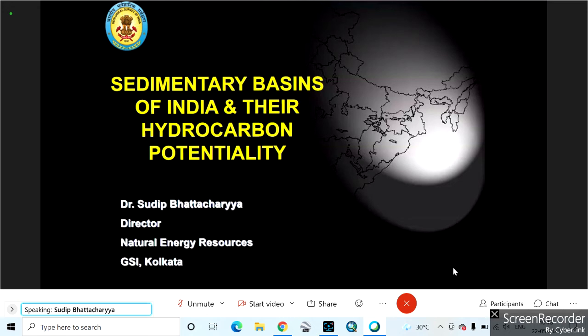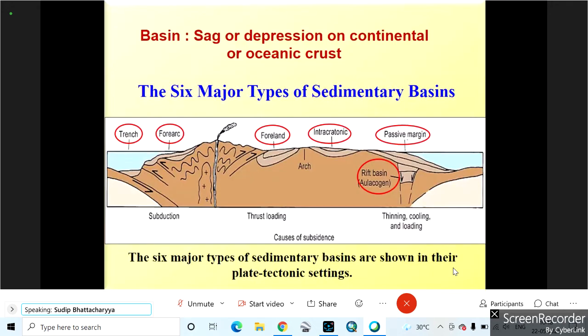So some basics will be there, just to reconcile yourself, that I know these things. It is just the interaction, and for remembering the earlier things, and that's why I have separated these things like that. So first I am going to the sedimentary basins. Now you know that basin is a sag or depression on continental crust or oceanic crust. Now the main six types of sedimentary basins are there.